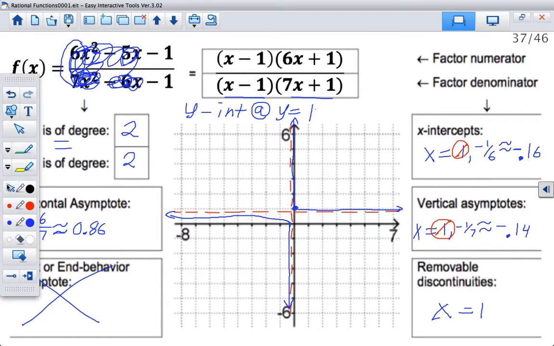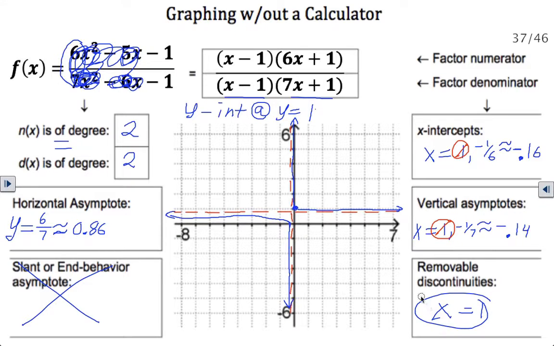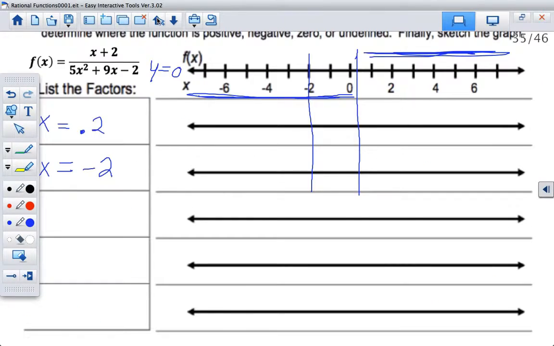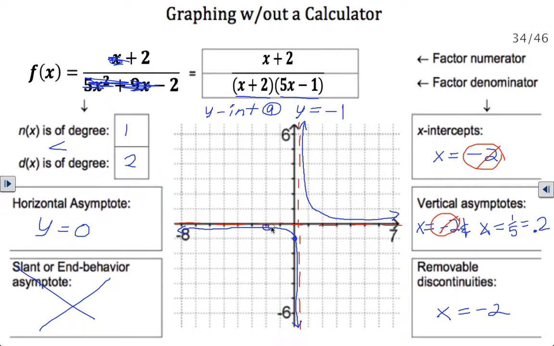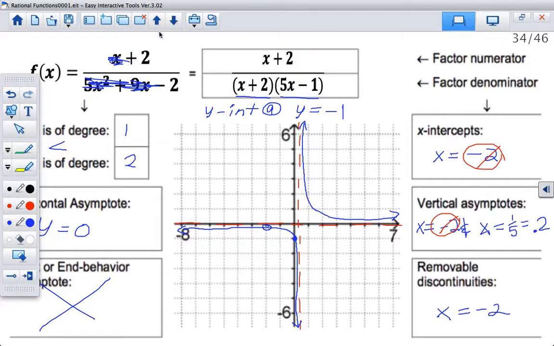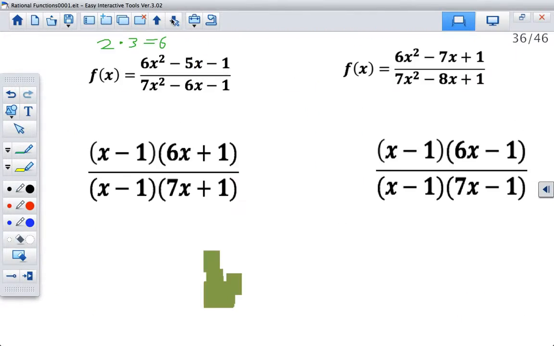I totally forgot about my removable discontinuity for this problem and the other problem. So really quick, I have a removable discontinuity at x equals 1. So to label that, you need to draw an open circle on your graph line when x is 1. And I need to go back to my previous graph right here because I forgot about the removable discontinuity at x equals negative 2. So I need to draw an open circle right there. Alrighty, please, please, please do not forget about your removable discontinuity. If you don't draw it on your graph, I will take off points.